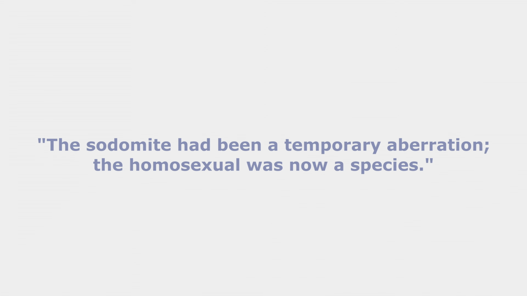Michel Foucault, in his The History of Sexuality Volume 1, famously says that homosexuality only became a social category in the 19th century as institutions legalized and medicalized it. The sodomite had been a temporary aberration, the homosexual was now a species. In other words, committing sodomy prior to the 19th century, at least in Europe, didn't give you an identity. It was something you did rather than something you are.